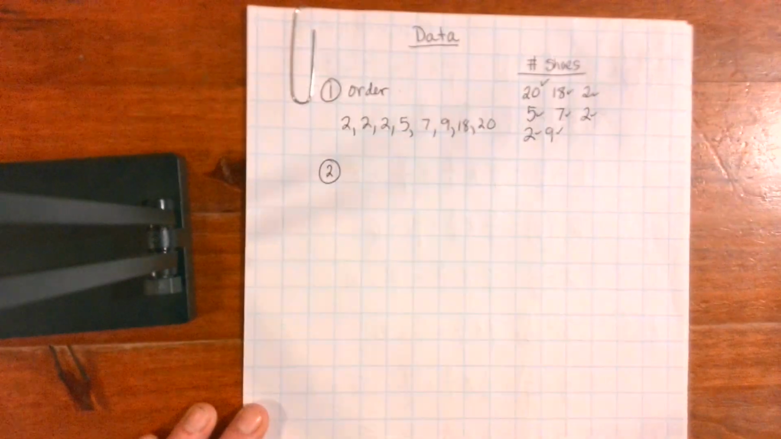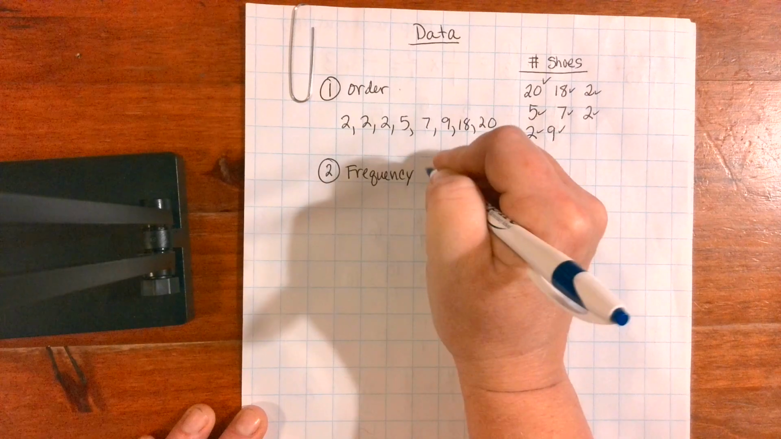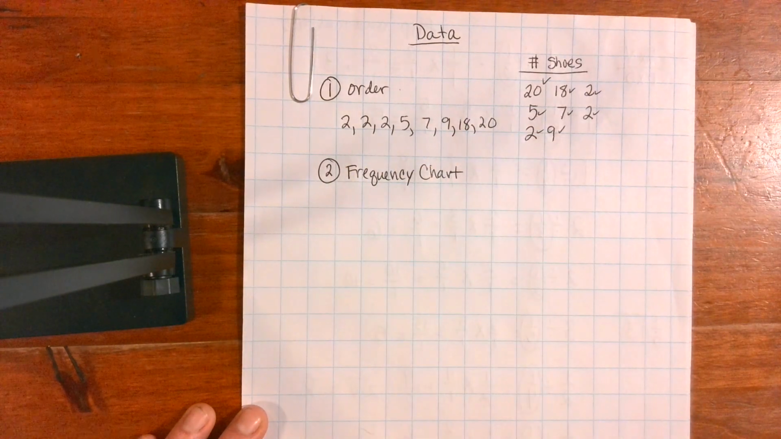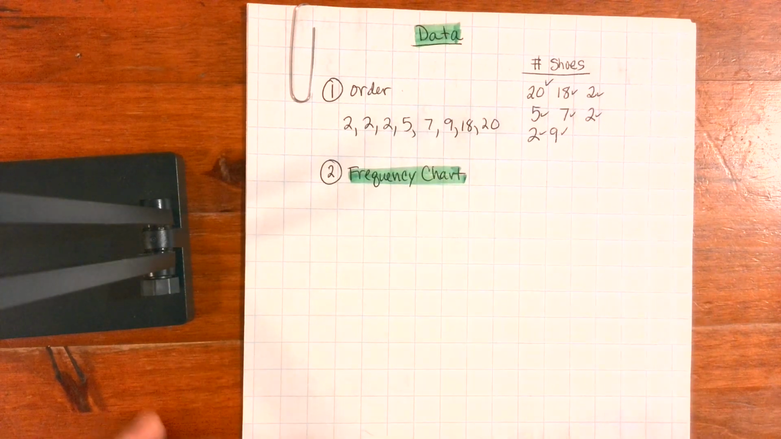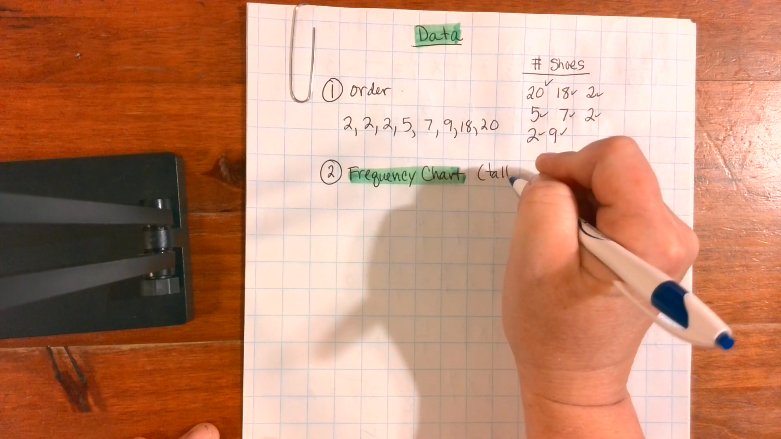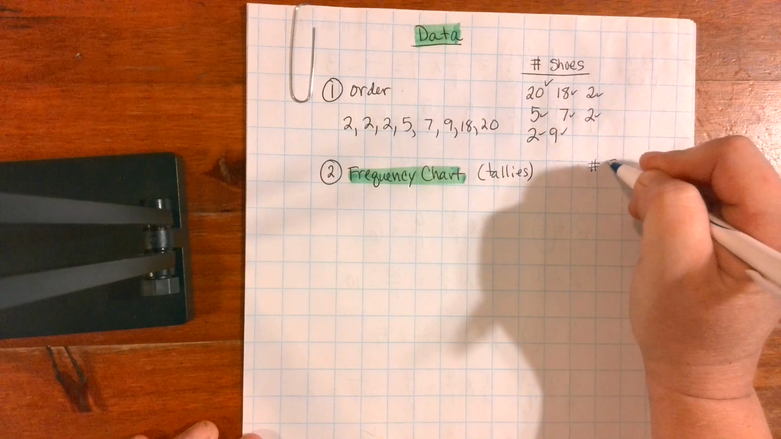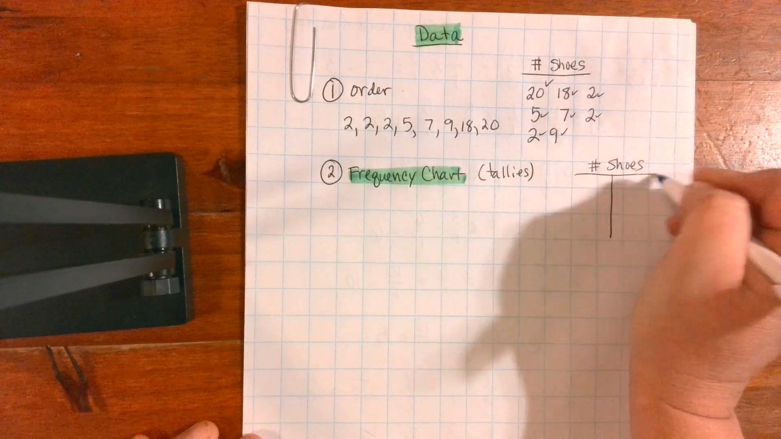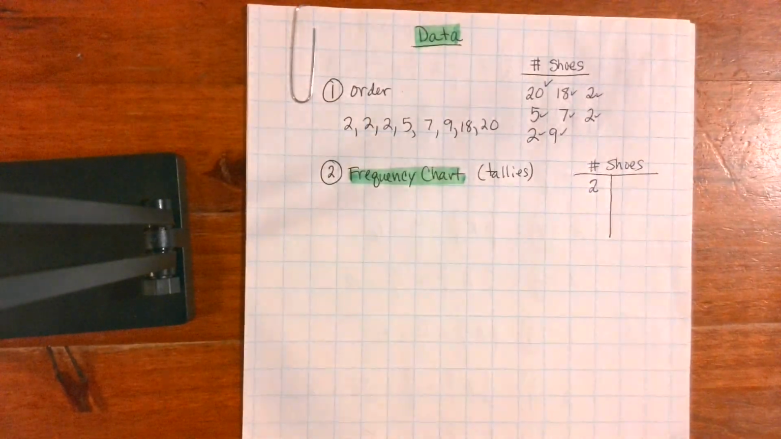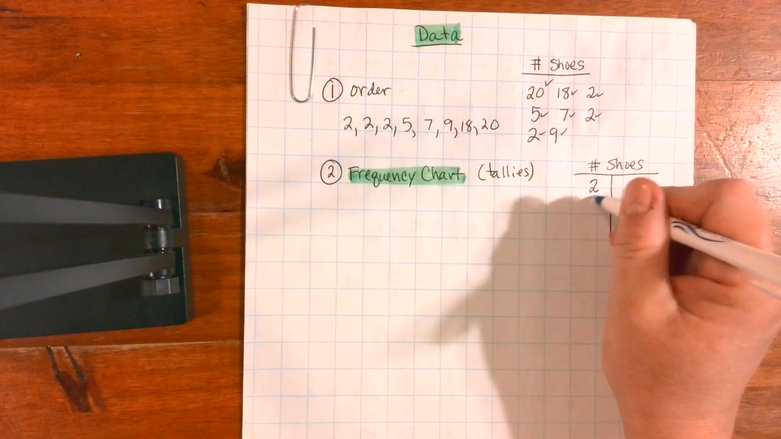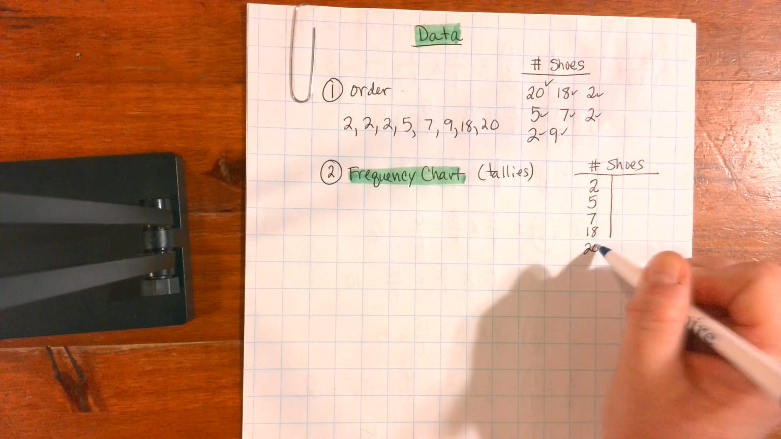Now the second step is a lot of times you're going to be asked to make what's called a frequency chart. This step is not always asked of you, but sometimes it is. And I'm going to highlight our words. These are all of our vocabulary words. And a frequency chart uses tallies. All right, so we have number of shoes. And we're going to write down each of our numbers. So we have people that said they had 2 shoes. We have people that said they had 5 shoes, 7 shoes, 18 shoes, and 20 shoes.